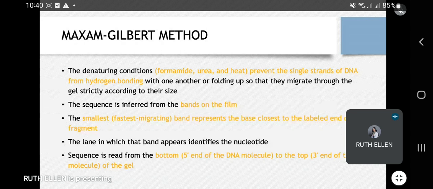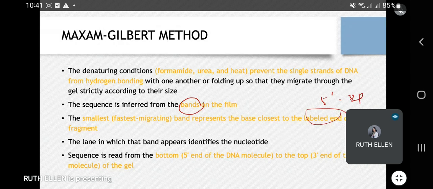Okay? So, the sequence is inferred from the bands on the film. Okay, so in interpretation natin, di ba, for the gel electrophoresis is the presence of the bands on our film. So the smallest band, okay, the fastest migrating, represents the band closest to the labeled end of the fragment. Okay, yung labeled end natin, it's the 5 prime. Okay, di ba yung 32P natin nakabind sa 5 prime.